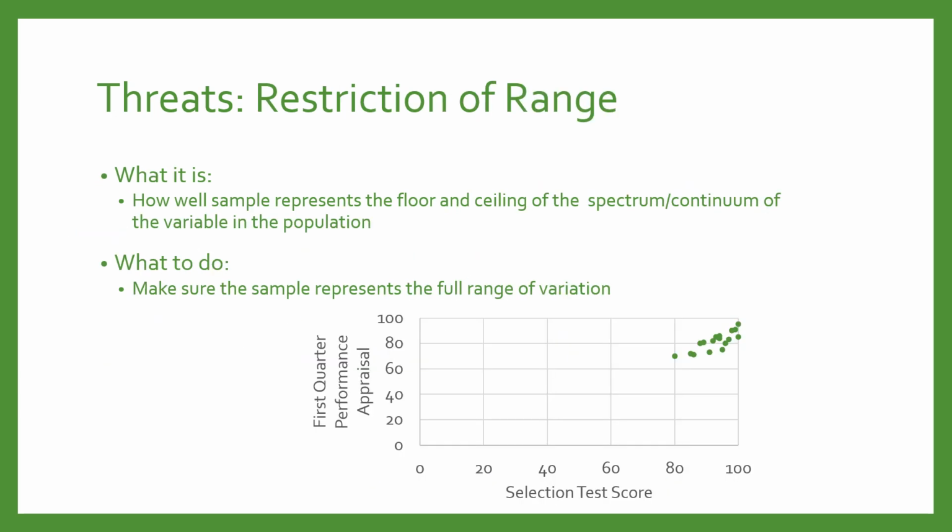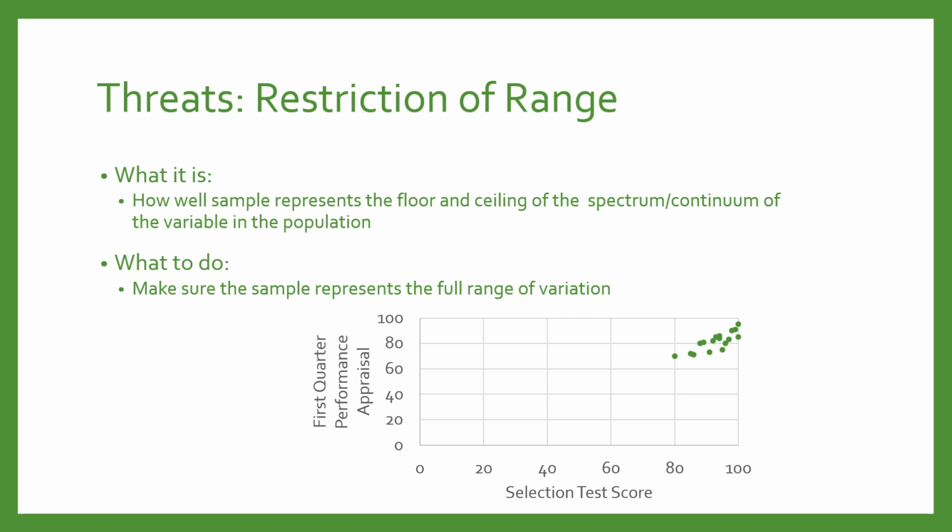Another threat to measurement is restriction of range. This determines how well a sample represents the low end, the floor, and the high end, or the ceiling, of that spectrum or continuum of the variable in the population. So you want to make sure that the sample represents the full range of variation you expect to see in the measurement of your variables in the population of interest.